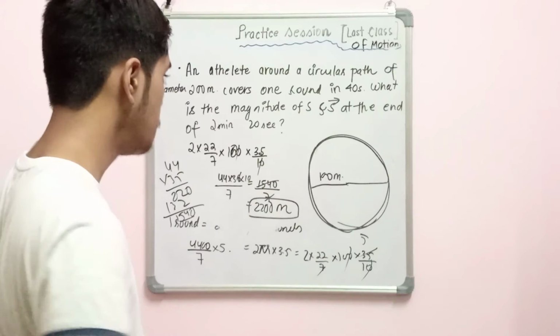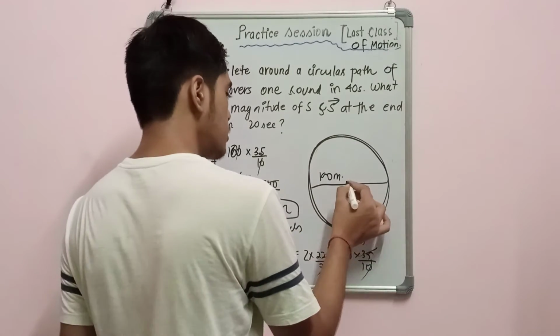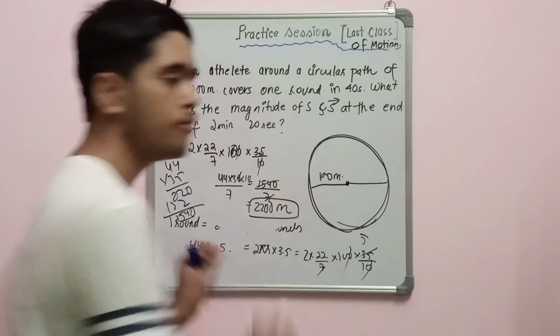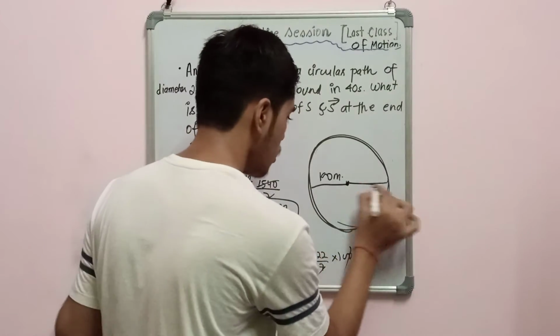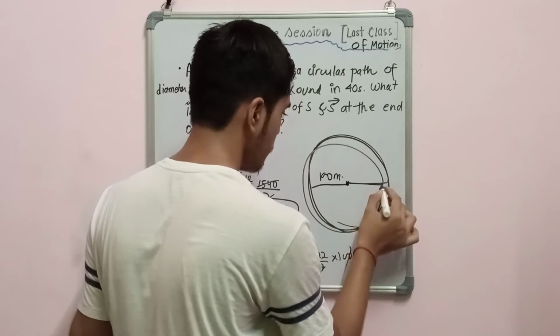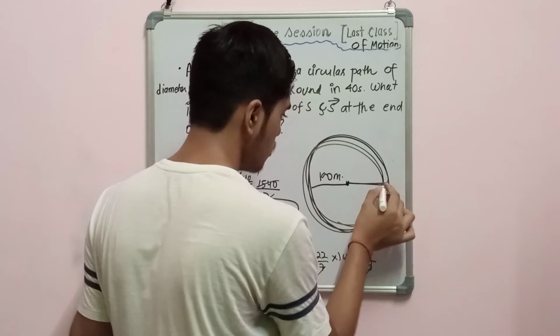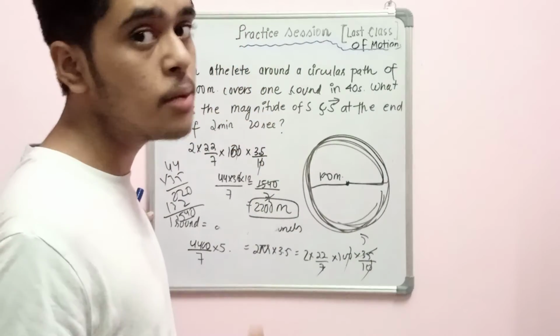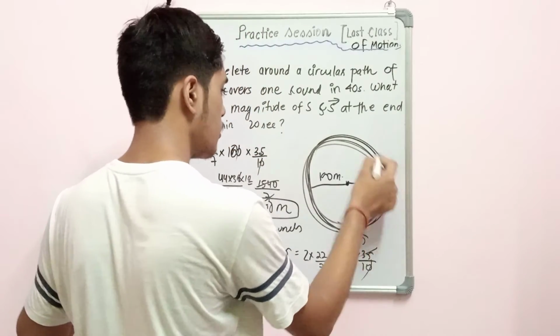Now magnitude of displacement. What is the displacement? Now tell me, if it covers 2 minutes 20 seconds, so this is 3.5 rounds. One round, second round, third round, and this is 3.5 rounds.